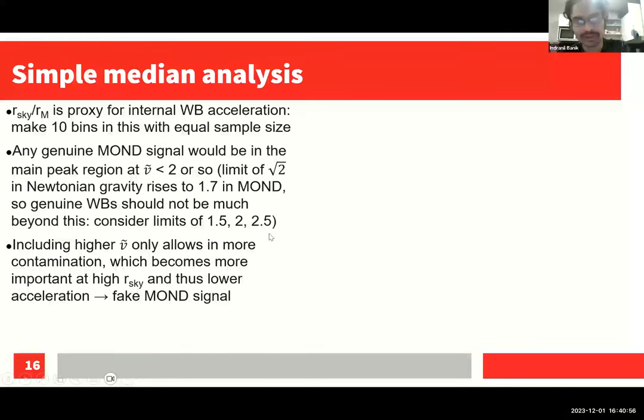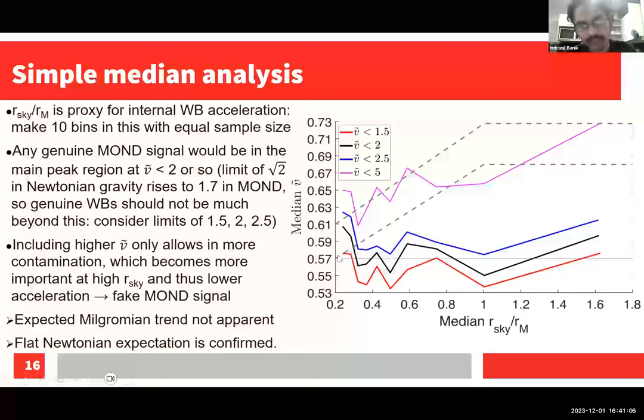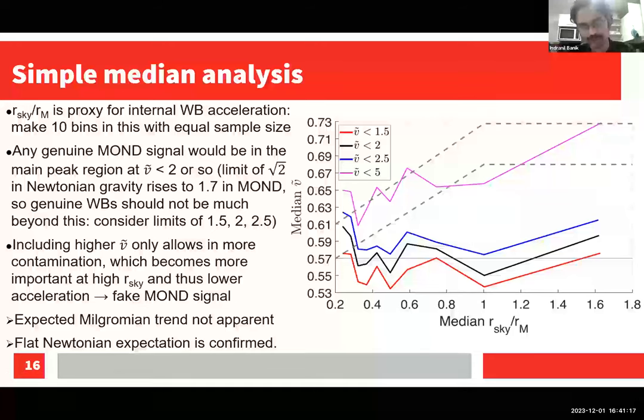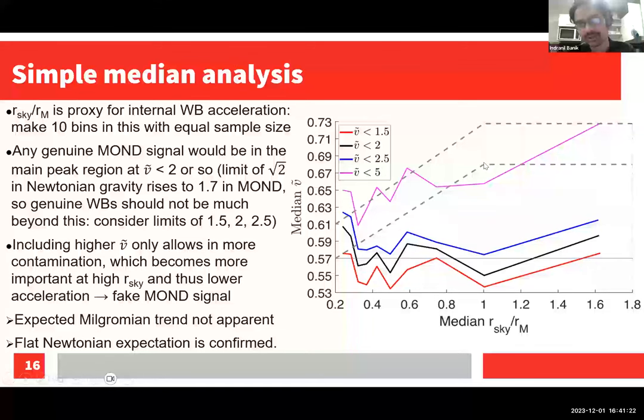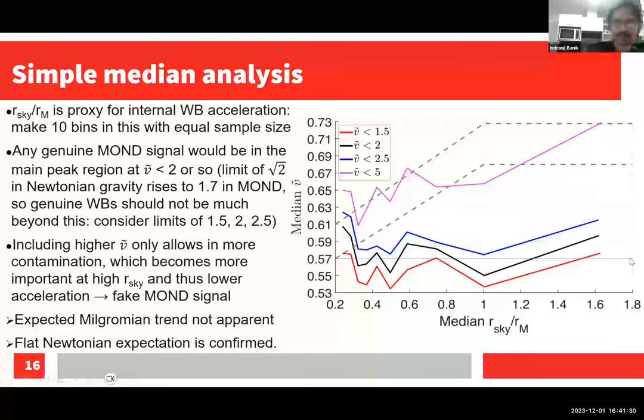So what happens if you do all that? The answer is shown here. So you've got the median V tilde against the median R sky by RM in 10 different bins. Now, what should happen in MOND is there should be a 20% rise between approximately 0.2, which is sufficiently low that it's just Newtonian at this point, and 1, where the MOND effect saturates. After this 20% rise, there should be a flat line, which is what we've shown here.